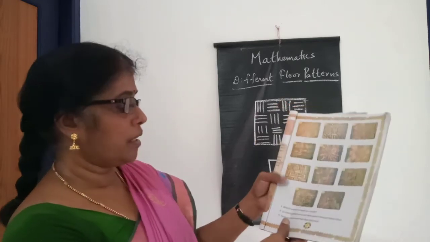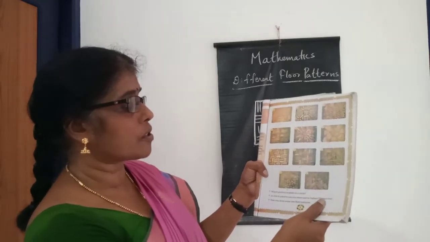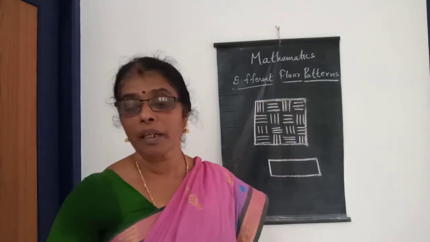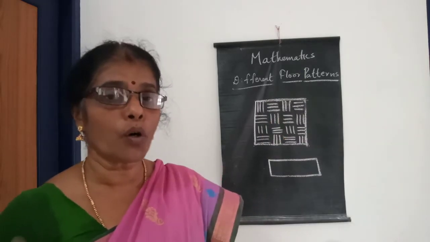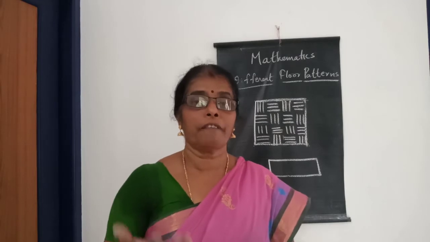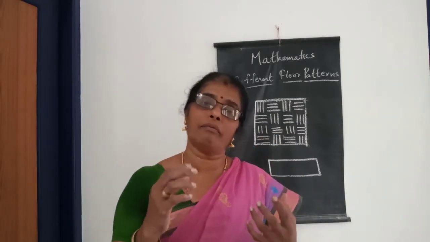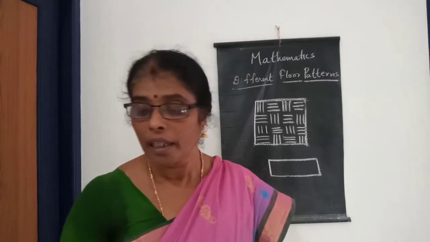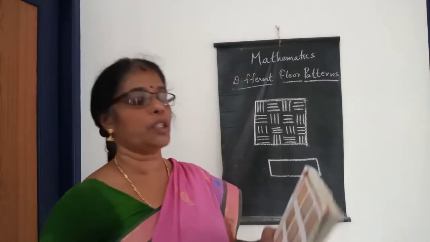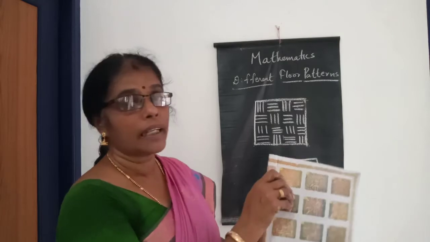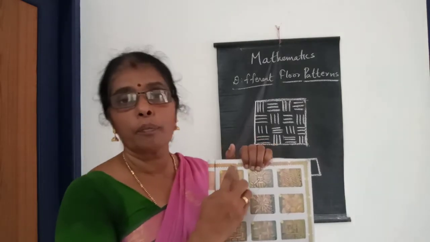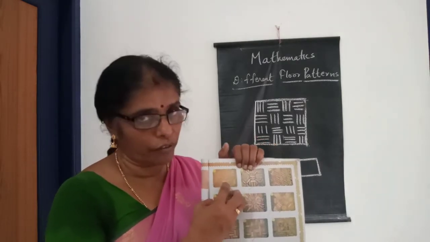And next question, in which pattern can you show a mirror image? Draw a line. Which one is a mirror image? Mirror image means the left and right sides are equal. If you draw a line in between the picture, this one, A, is the first floor pattern.